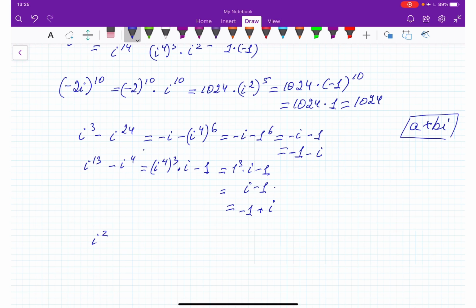And lastly, I'll solve another one: i squared plus i to the power 4. i squared, we know, is negative 1. And i to the power 4 is positive 1. And the result is 0. All right.